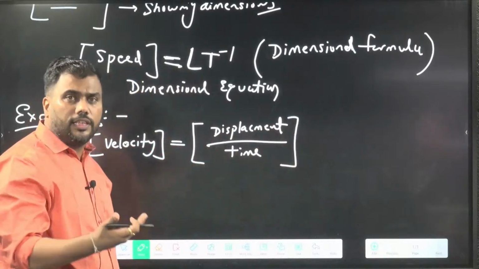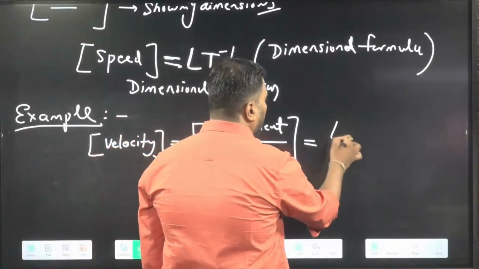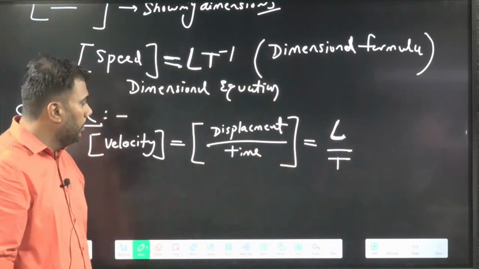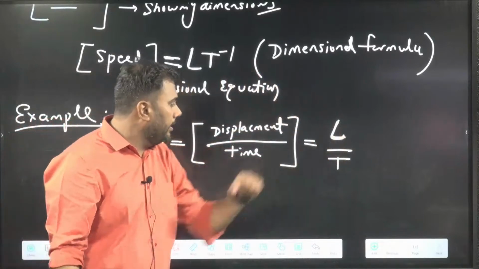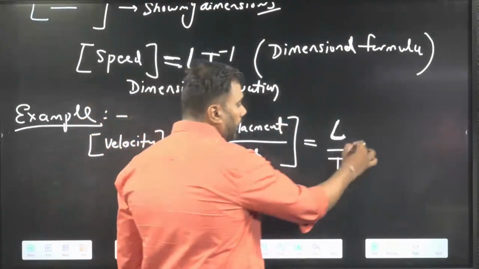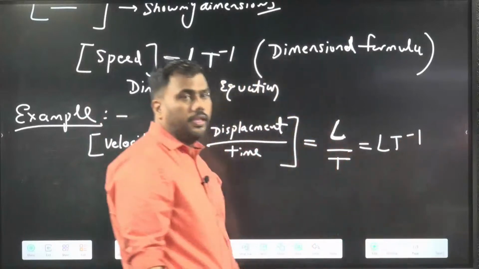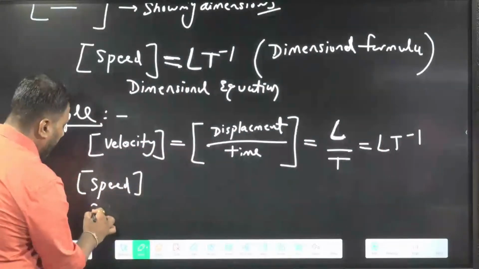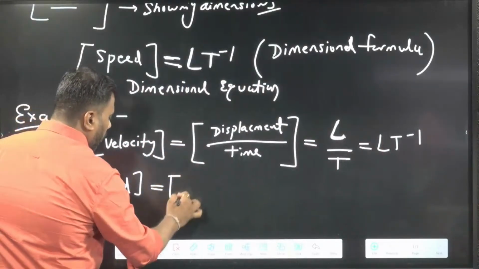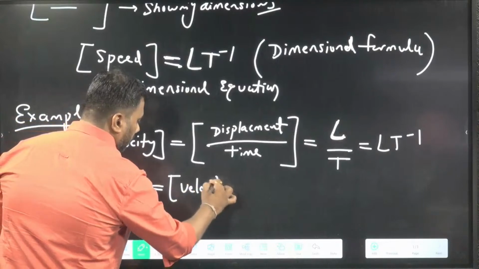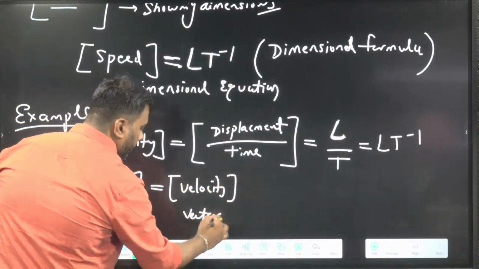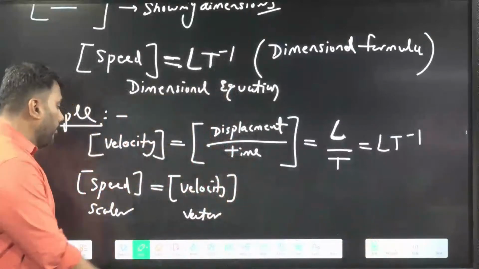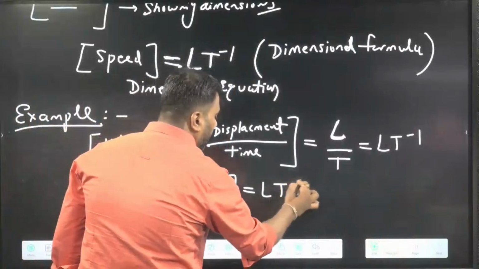And displacement is just like a length, it's also measured in length. The symbol for length is L and the symbol for time is T. So dimensions of displacement is L, dimensions of time is T. This is again LT minus 1. So speed, which is a scalar, and velocity, which is a vector, are different quantities. One is a vector, one is a scalar. But their dimensions are equal, LT minus 1.